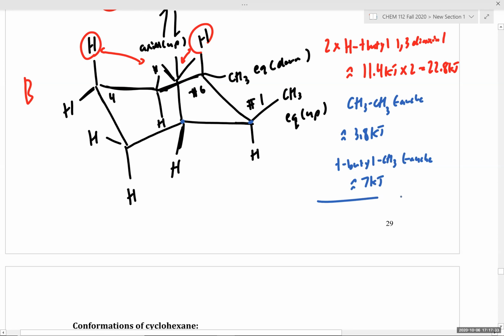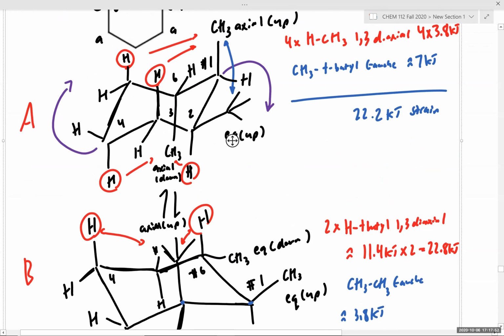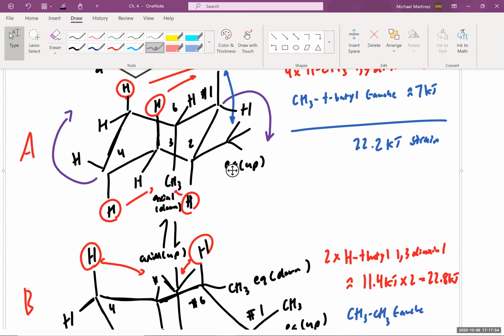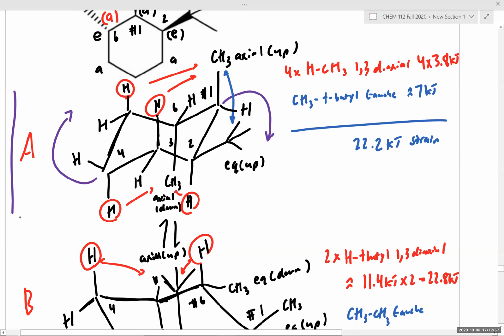So adding up our total amount of strain, we have 29.8 plus 3.8. That gives us a total amount of strain of 33.6 kilojoules. So then our lowest energy conformation would thus be conformation A.